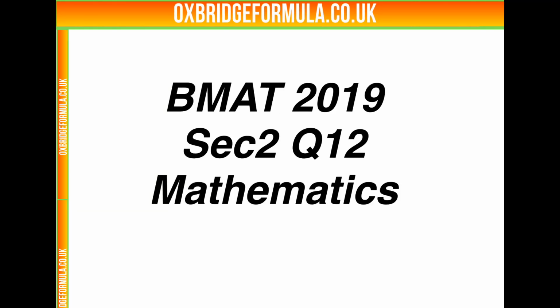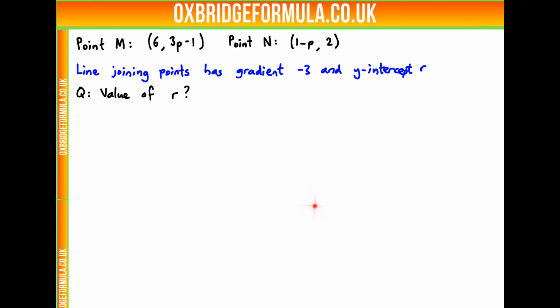This is question 12 on maths from section 2 of the 2019 BMAT. So we're told that point M has coordinates (6, 3p minus 1), and point N has coordinates (1 minus p, 2), and that a line joining the 2 points has a gradient of minus 3 and a y-intercept of r. Therefore, based on this information, what is the value of r?